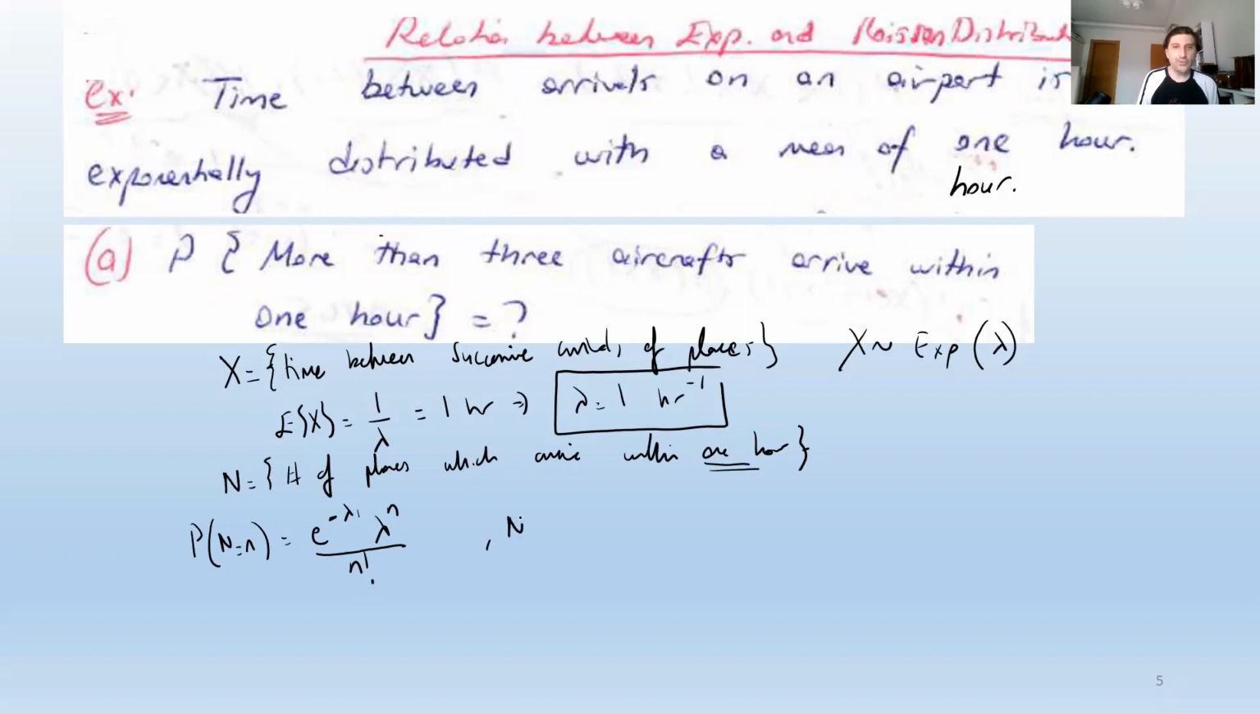So n is going to be equal to 0, 1, 2, up to plus infinity. Here n is going to be Poisson distributed. What the question asks is, what is the probability that n is greater than 3, more than 3 aircrafts within 1 hour? Therefore, this is going to be equal to 1 minus f.